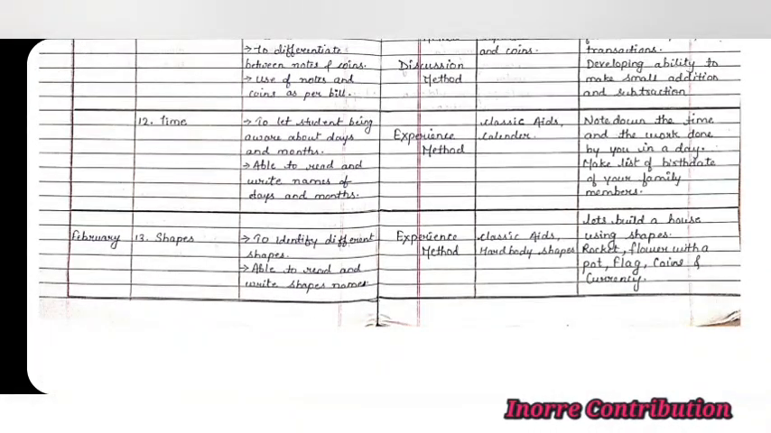Chapter number 13, shapes. Learning outcome: to identify different shapes, able to read and write shape names. Method: experience method. TLM: classic aids, hard body shapes. Activity: let's build a house using shapes, rocket, flower with a pot, flag, coins and currency.